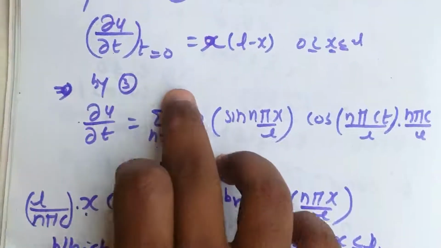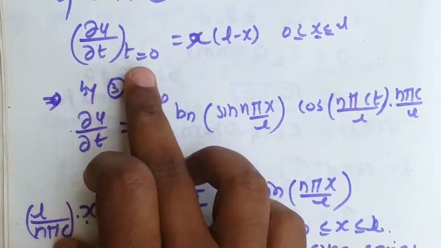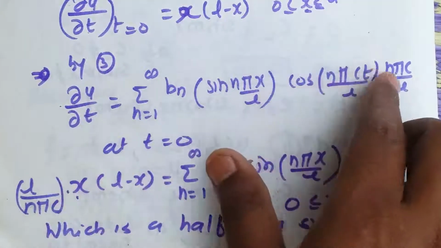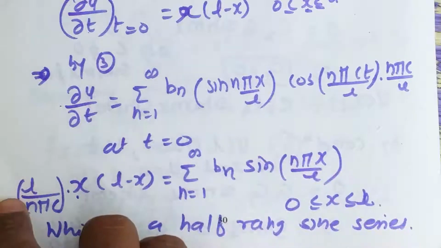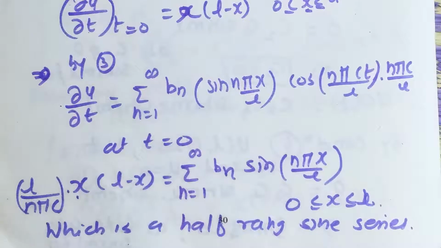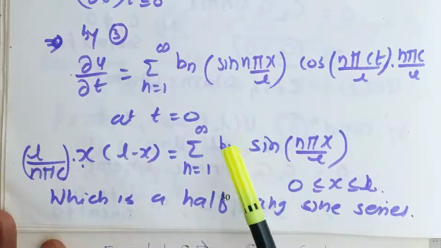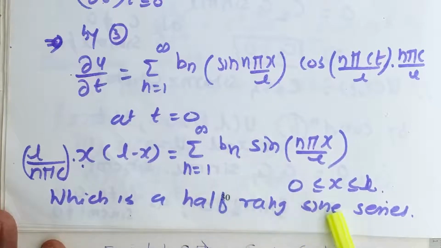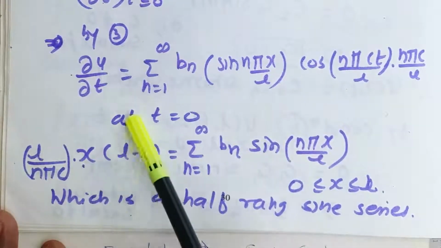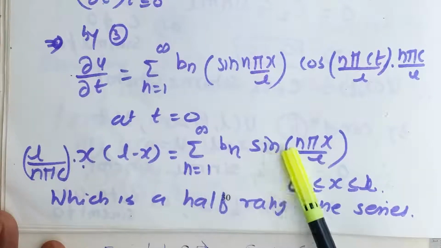By this condition, this is a constant term I have taken on the left. The value of del u by del t at t equal to 0 is x into L minus x. Okay, that I have written here. And this n pi by cl I have taken here on this side. It is a constant term. Okay. Then we'll get this form. This is the half range sine series, right? Even if you don't take this constant on this side, it doesn't matter. This is the function f, right? The left hand side function's Fourier sine series is this one.